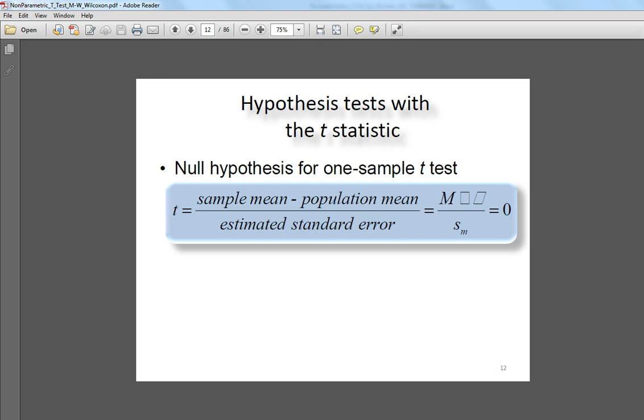So the null hypothesis for one sample t-test is expressed as follows. The t-statistic equals the sample mean minus the population mean divided by the estimated standard error. And that is that there is no difference between your sample mean when compared to the population mean. So that is your null hypothesis. There is no difference between the sample mean and the population mean.